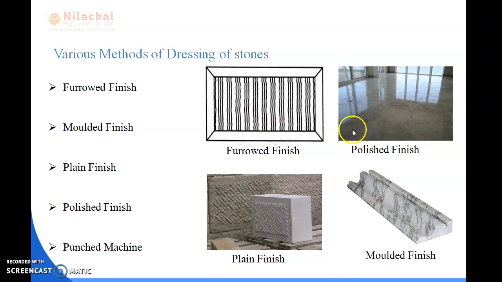Next is punched finish. In the stone surfaces, depressions are made by using a punch. From a height, if we drop a punch, the stones are broken easily. The surface of the stones takes the form of a series of hollows and ridges. So we can say that this is a punched finish.